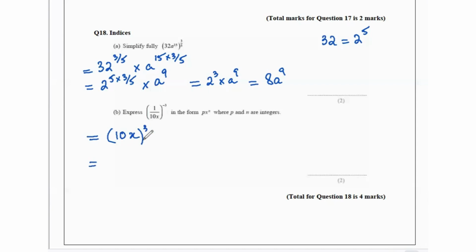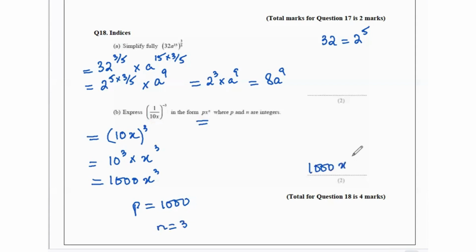Now we need to distribute the power of 3 on all of the terms. So it's 10 cubed times x cubed. 10 cubed is 10 times 10 times 10, which is 1000. So as you can see, p is 1000, n is 3. So 1000x cubed is your answer.